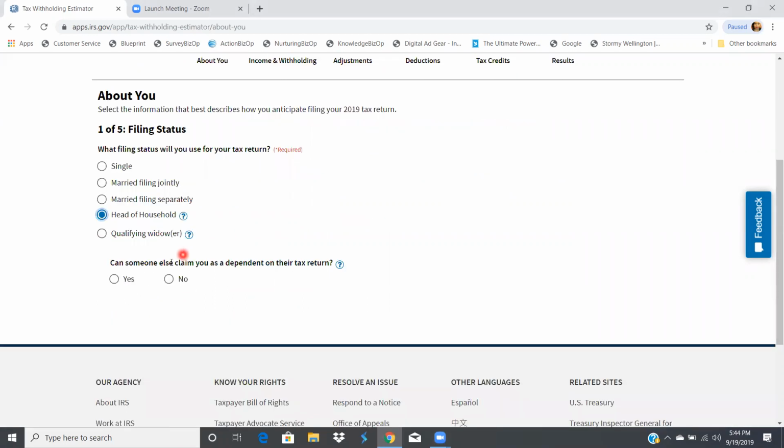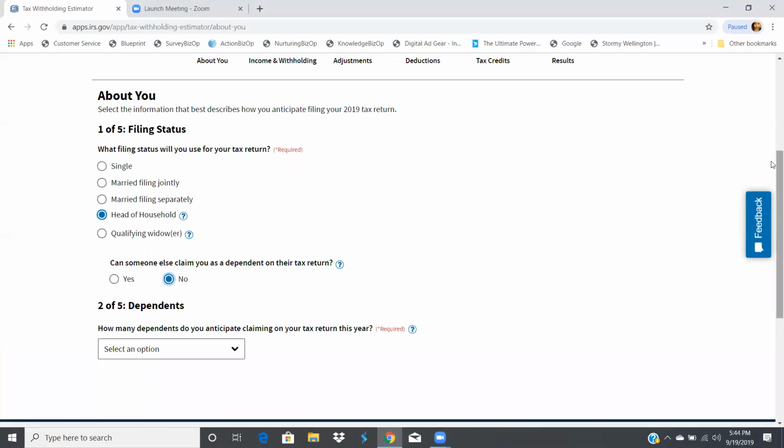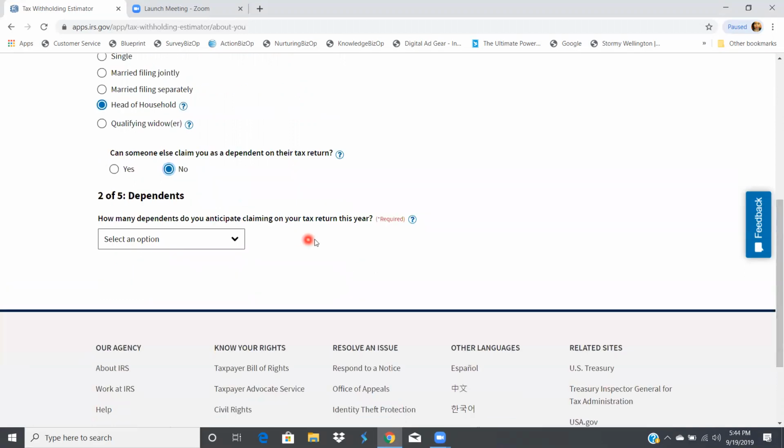Then it asks, can anyone else claim me as a dependent on their tax return? In this situation, no. It asks me how many dependents I plan on claiming. Now, here's an example of dependents. Dependents are your children that are under the age of 18, and also children in college can qualify as well. If you have any children over the age of 21 that are not in college, but they're living in your home, and you pay 50% or more of their living expenses, they're not considered a child, but they're considered a dependent.